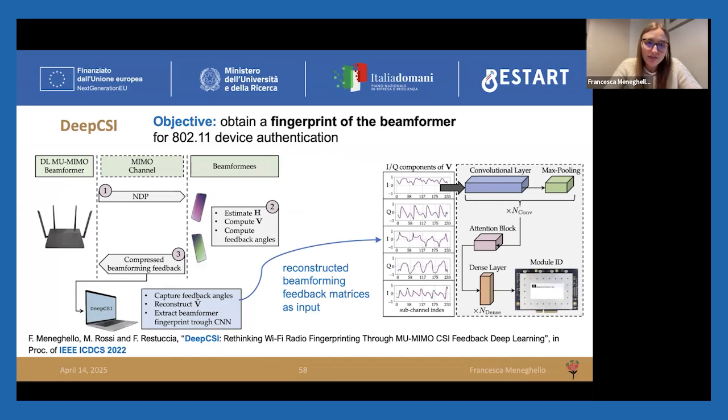For what concerned the fingerprinting, what we did was to capture the beamforming feedback angles and obtain back the V matrices, and use the V matrices to obtain a fingerprint of the transmitter device. So our intuition was that the imperfection of this device percolates in the null data packets and also in the feedback angles, and so we can try to characterize the hardware imperfection of this device by taking a look at the compressed beamforming feedback.